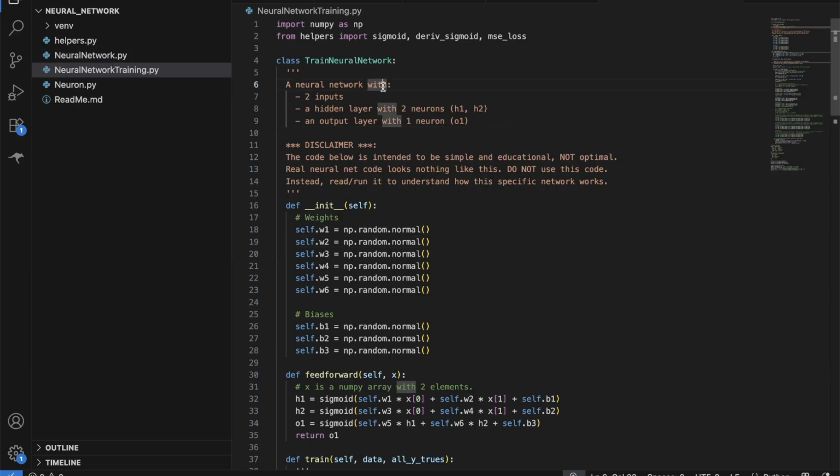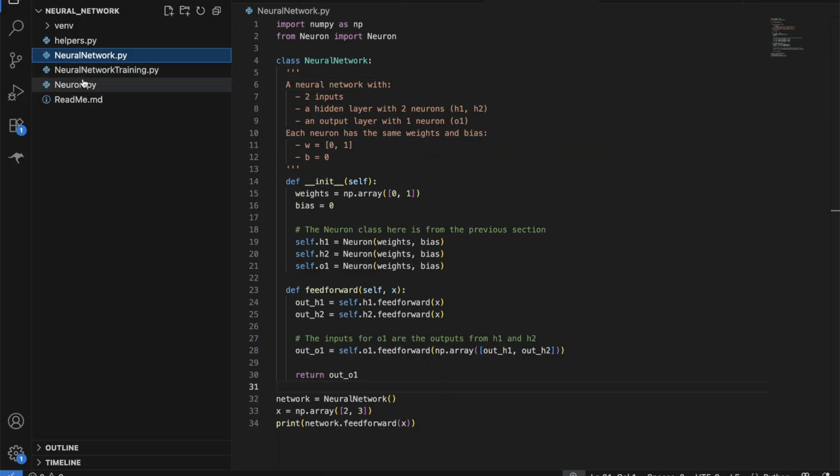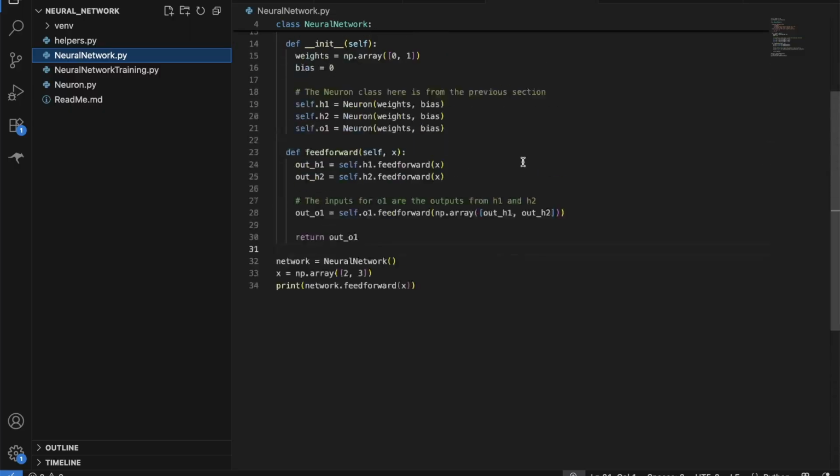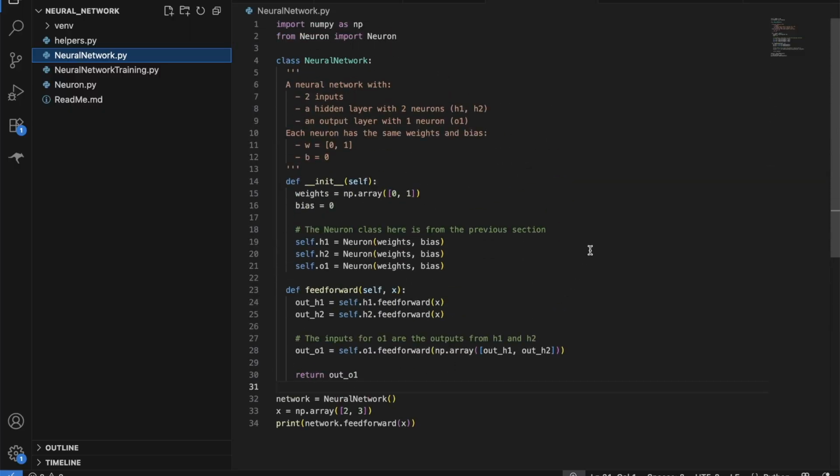Okay, let me start from the beginning. As in my previous video, I have already shown you this neuron thing, right? How the neurons are calculated and how the neural network is formed. I have already demoed it in my previous video. You can just go back to it and watch it. So I'll jump directly into the training part.